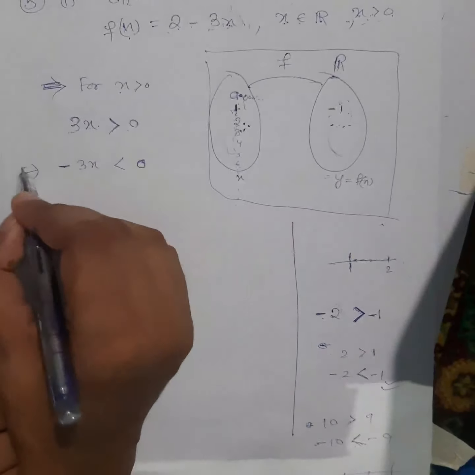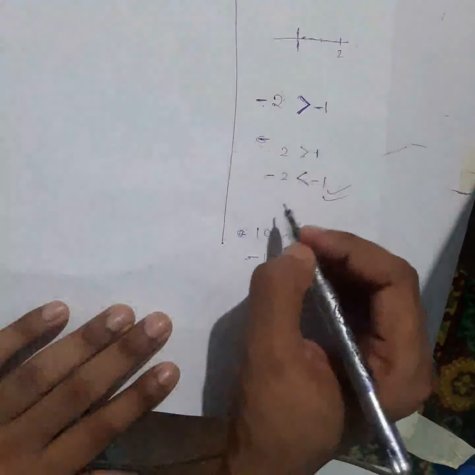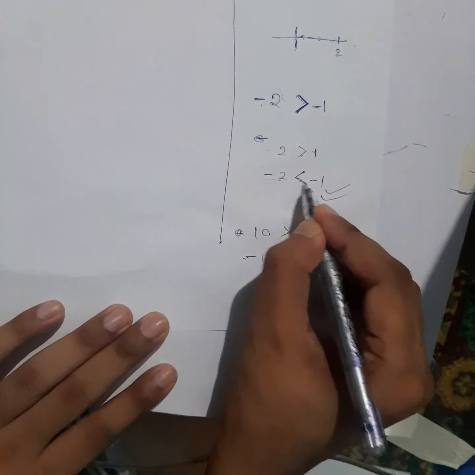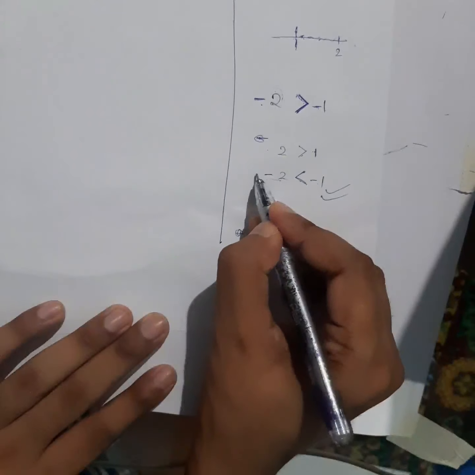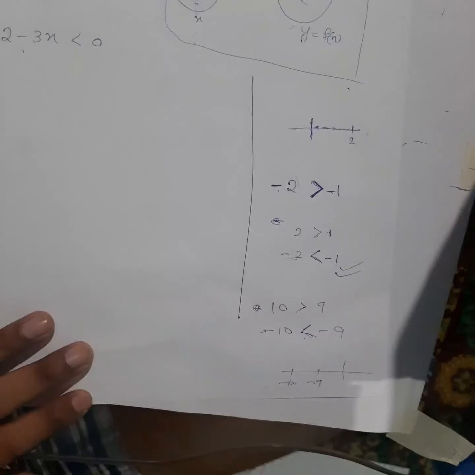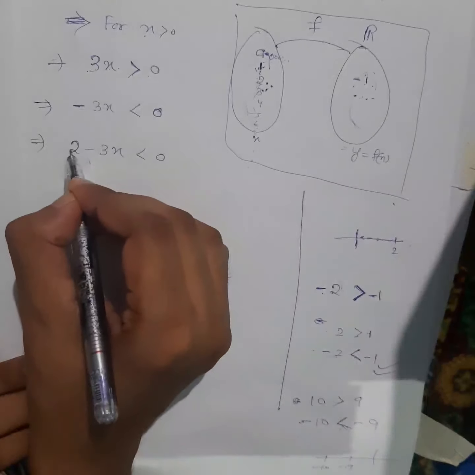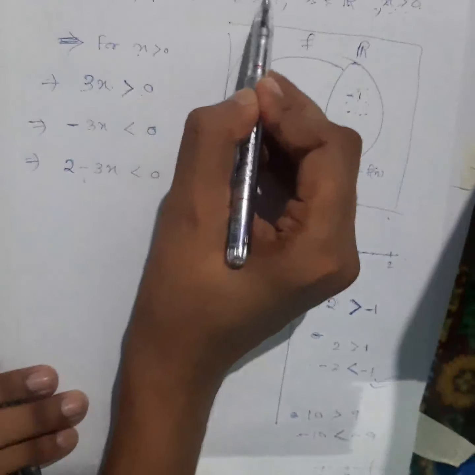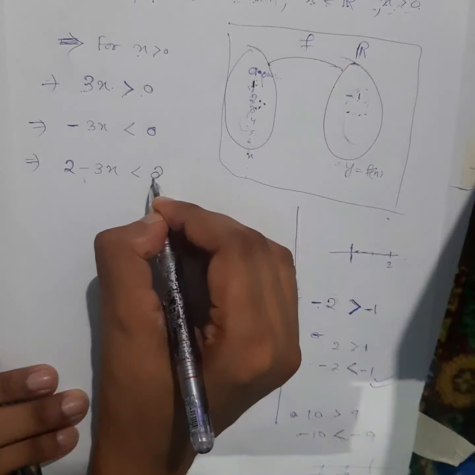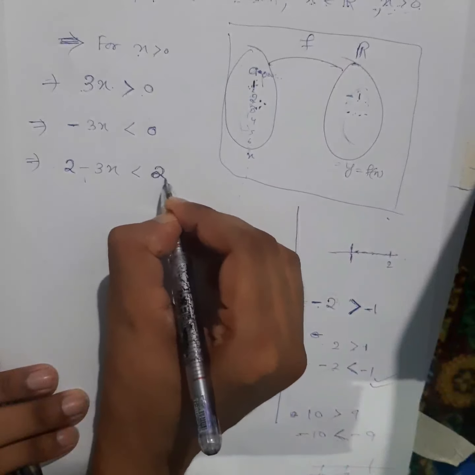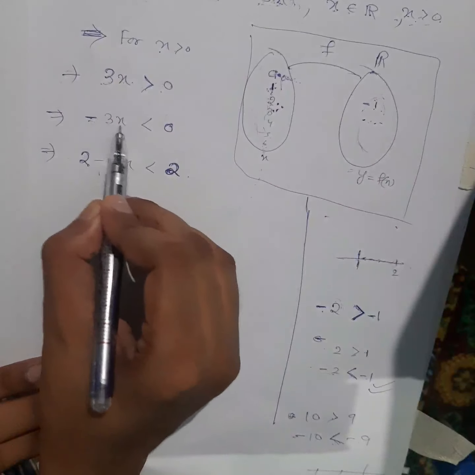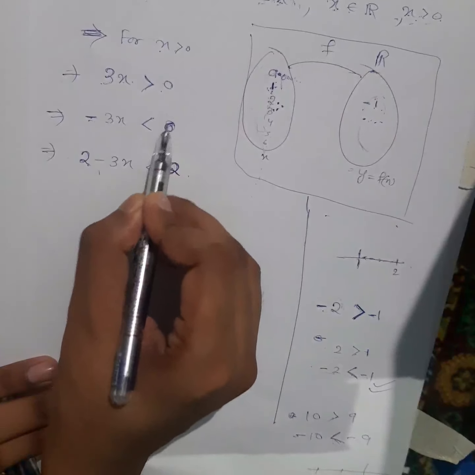You can see here, carefully understand this also. Minus 2 is less than this one, right? But if I put here 2, you need this equation, right? So here also I have to balance by putting 2. You know how we used to balance an equation, same way. So in the inequality, I got minus 3x less than 0, right?